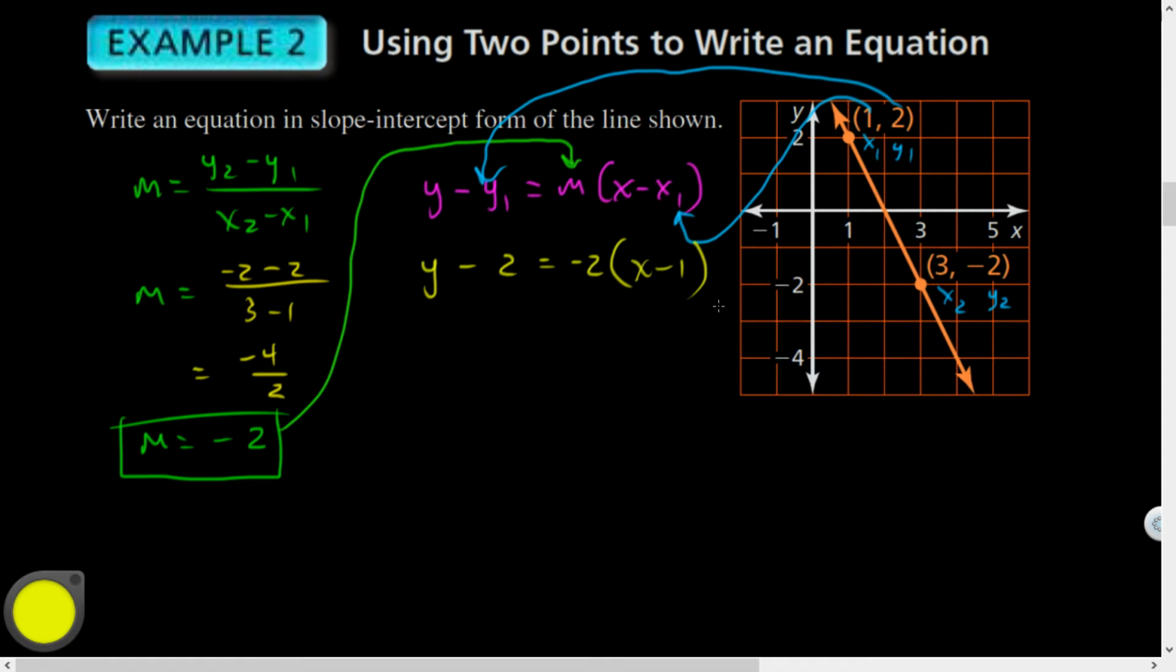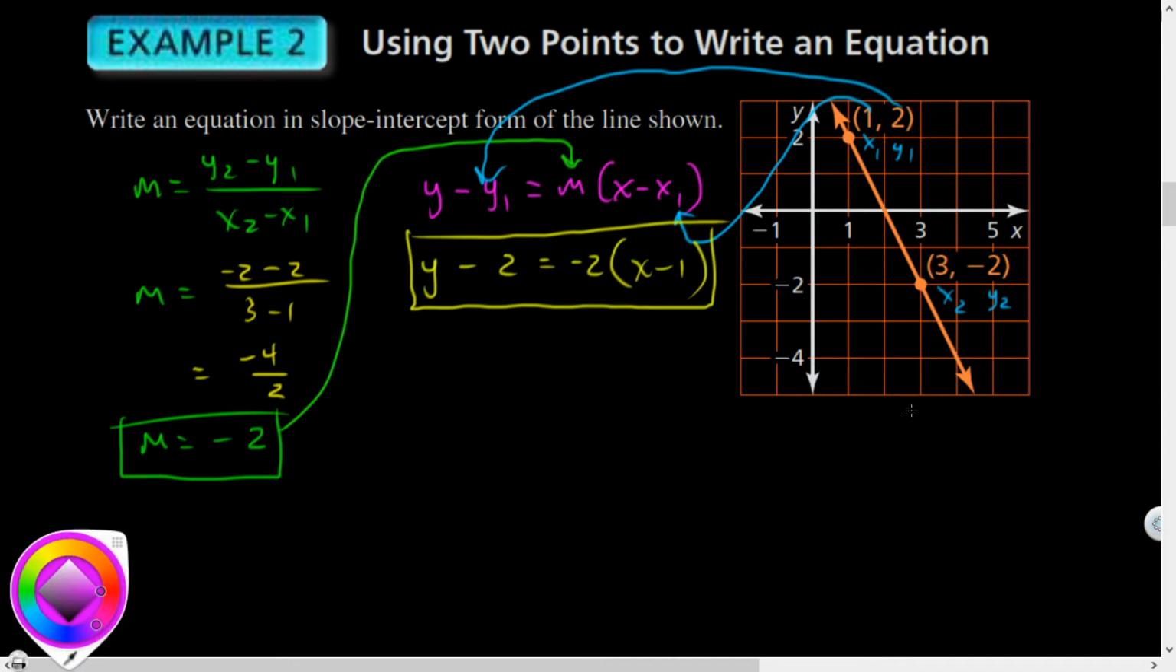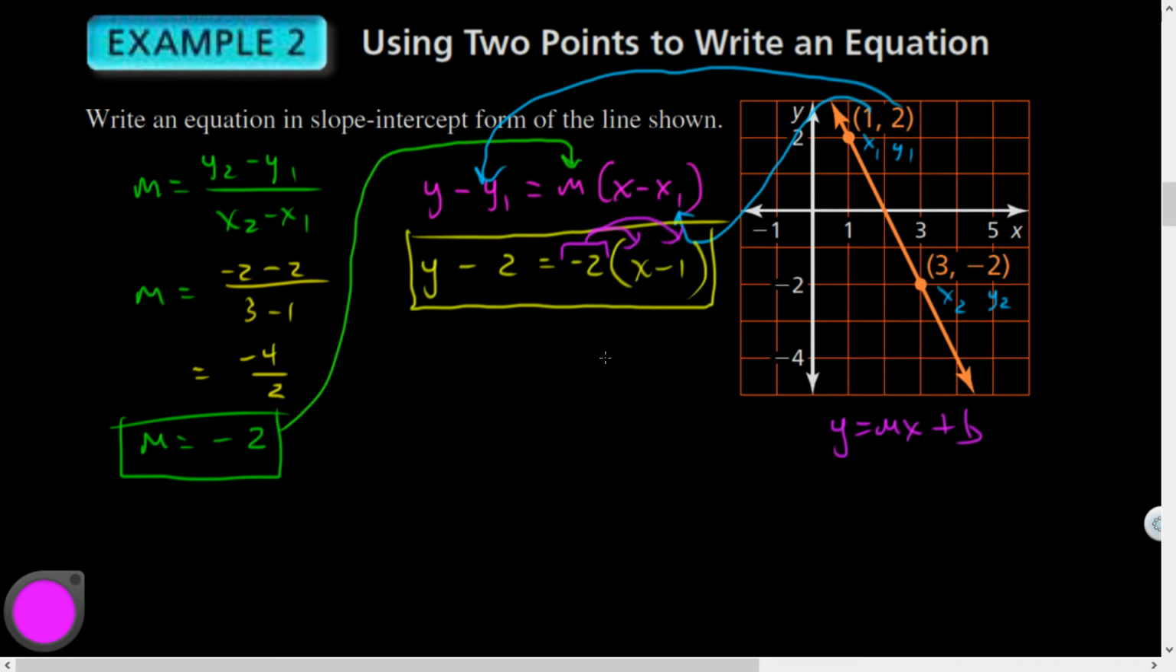And this is one form of the line. But then they said write it in slope intercept form. And this is what Adriana was talking about. How could I rewrite this in slope intercept form? Cameron, quiet please. So we will distribute the negative 2. So y minus 2 equals negative 2x. Negative 2 times negative 1 is positive 2.